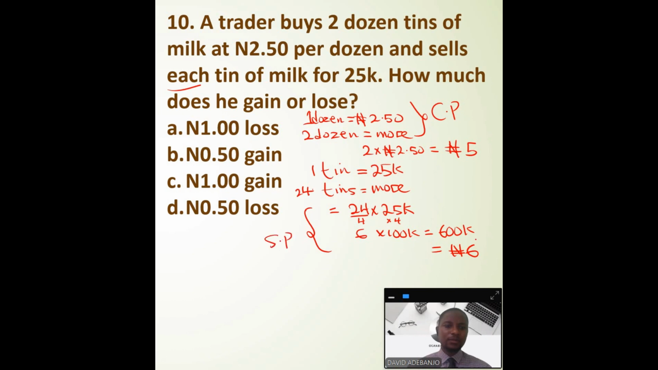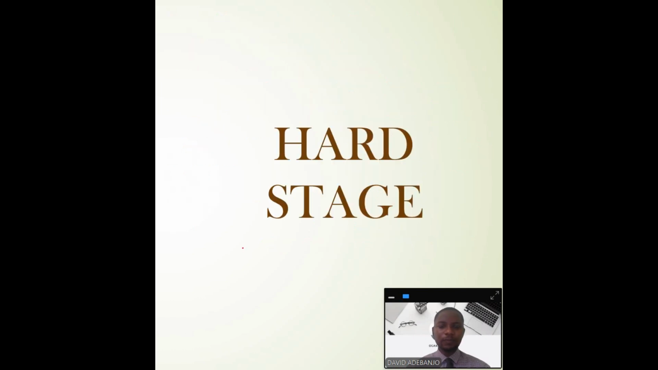Now, this that we have gotten here is our selling price. So we have a selling price of 6, we have a cost price of 5. Obviously, since the selling price is more, it is a profit. Profit by what? 6 minus 5, you have 1. And it's a gain, which is a profit. So the answer is what? C.